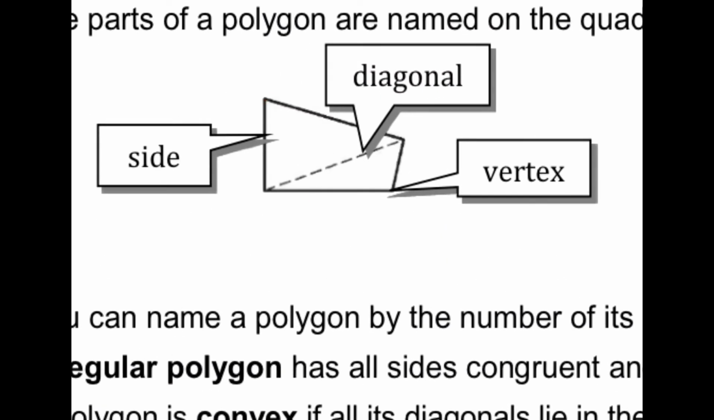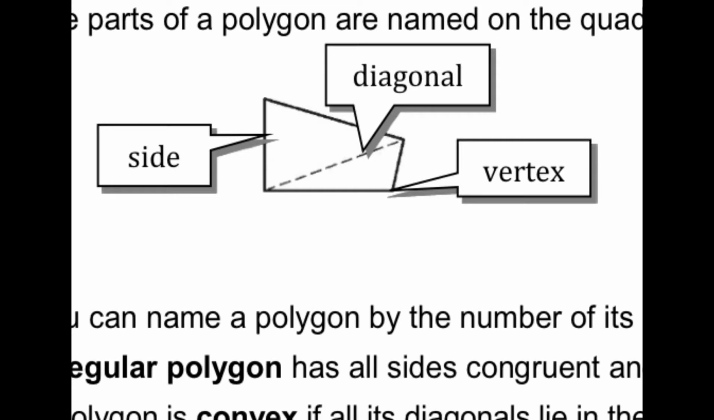We see that there are 1, 2, 3, 4 vertices. We call one of those a vertex. There are also 1, 2, 3, 4 sides. That's just like we were looking at sides of angles. That's a line segment that connects two of the vertices.